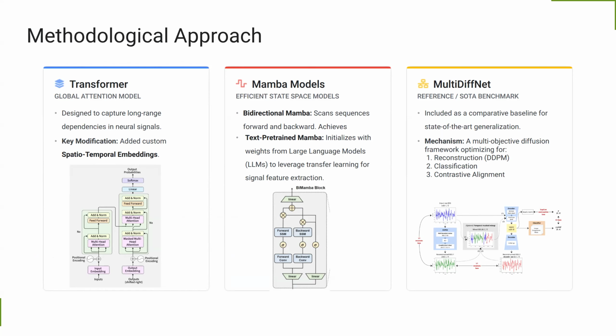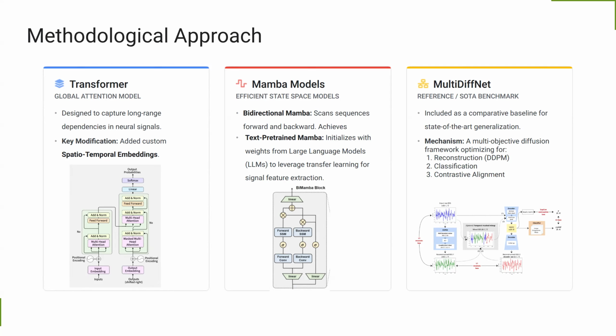In the middle, we utilize Mamba models. We implemented a bidirectional Mamba, which scans EEG data forward and backward. Our text-pretrained Mamba follows a three-stage pipeline. We initialize from LLM pretrained weights, adapt them to EEG through unsupervised learning, and then apply LoRA for efficient task-specific fine-tuning. This sequence enables us to repurpose LLM feature extractors for neural decoding.